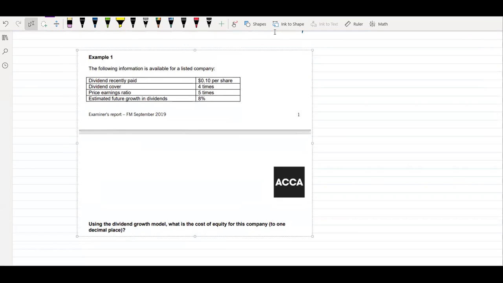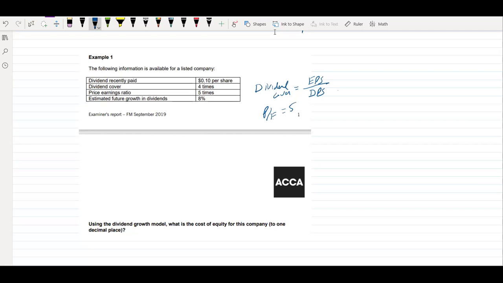Dividend recently paid 0.1 per share. Dividend cover 4 times. Dividend cover is EPS over DPS. P/E ratio 5 times. Growth is 8%. Cost of equity calculate करनी है.